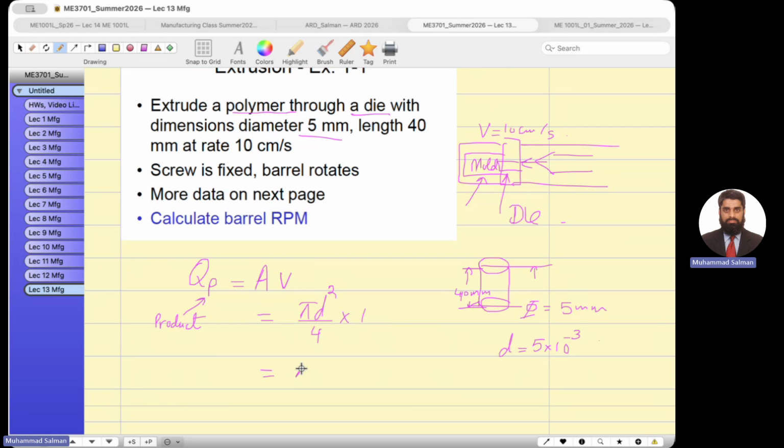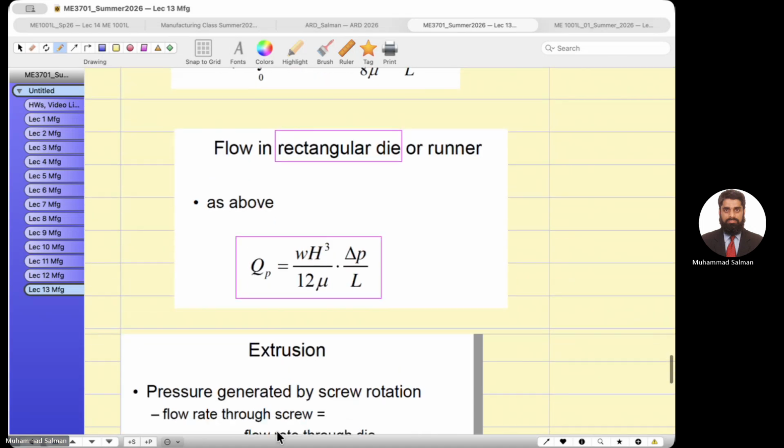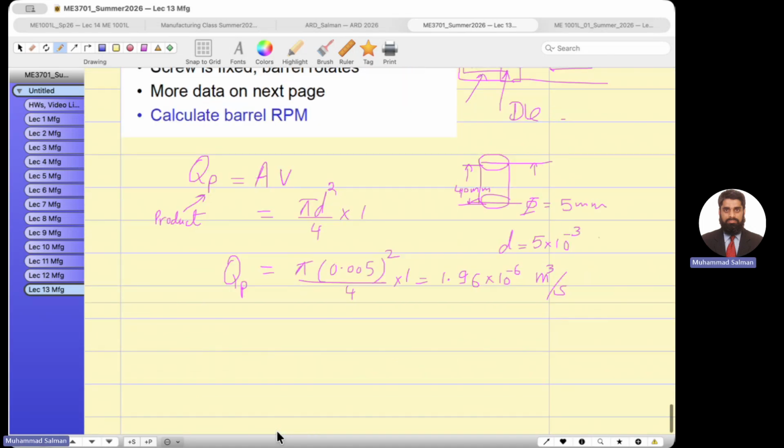So let me write down here pi times 0.005 square divided by 4 times 1. And if you do the math, this is equal to 1.96 into 10 to the power negative 6 meter cubed per second. This is our flow. Polymer is flowing inside the mold, rectangular die.